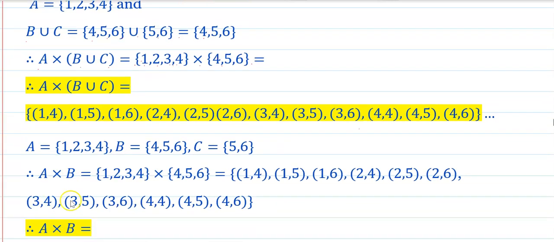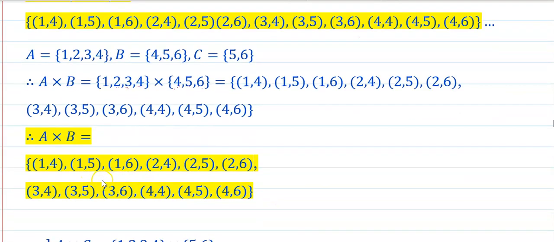Next is A cross B. Okay, A is 1, 2, 3, 4 and B is 4, 5, 6. Therefore 1, 4, 1, 5 and next is 1, 6; 2, 4, 2, 5, 2, 6; 3, 4, 3, 5, 3, 6; 4, 4, 4, 5, 4, 6 in this way. This is the A cross B.